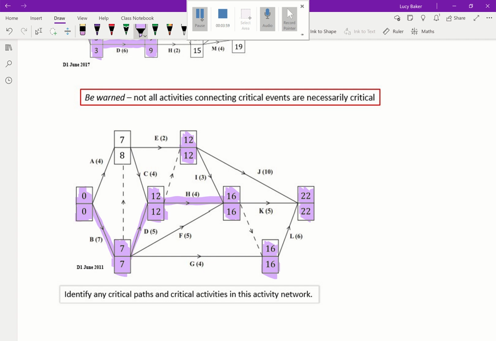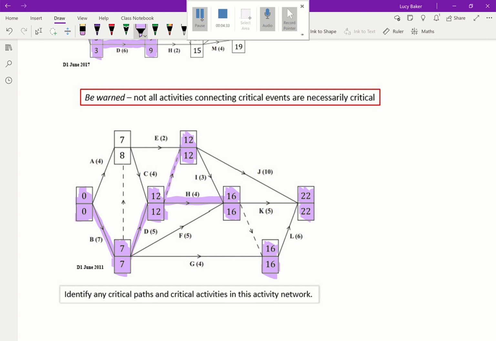However, if you look at I, for example, the difference between 12 and 16 is actually 4. So because I takes a time of 3, there is a little bit of wiggle room in there. There's a space of a time of 1 that this activity could shift either way, because it's not exactly the difference between the early start and late finish in each of the events. So I is actually not a critical activity. We'll draw the dummy in because we want to connect everything up.